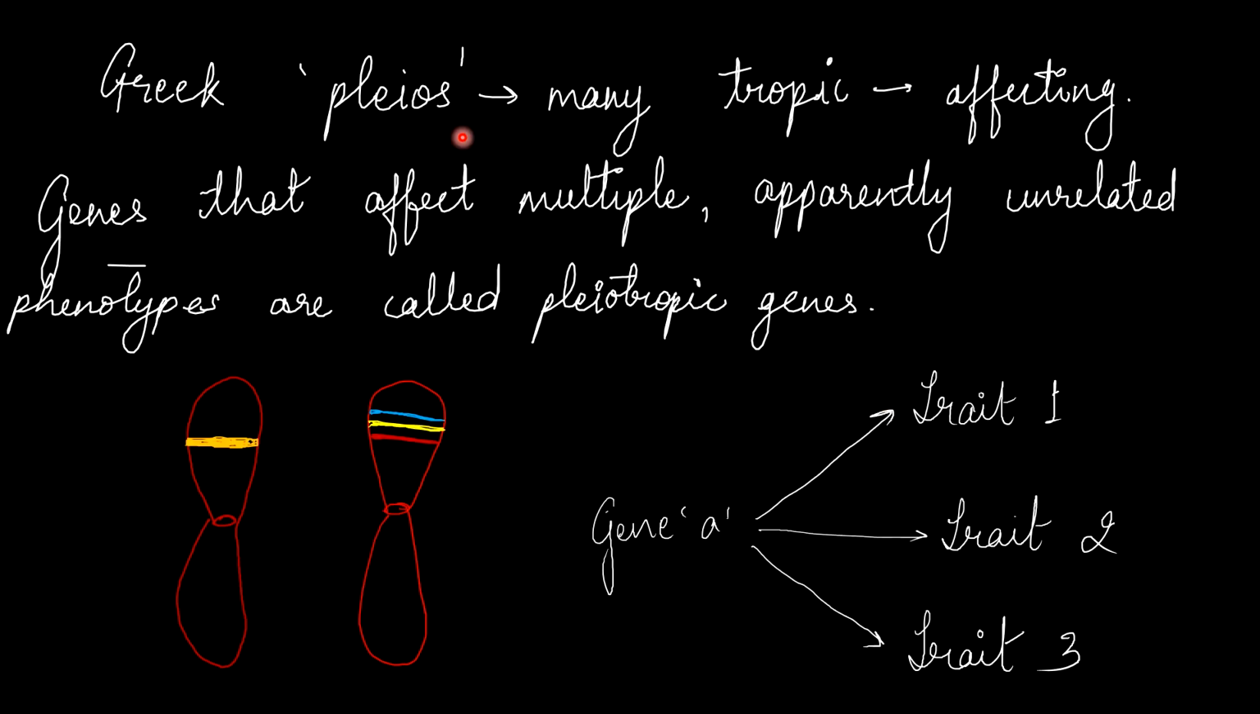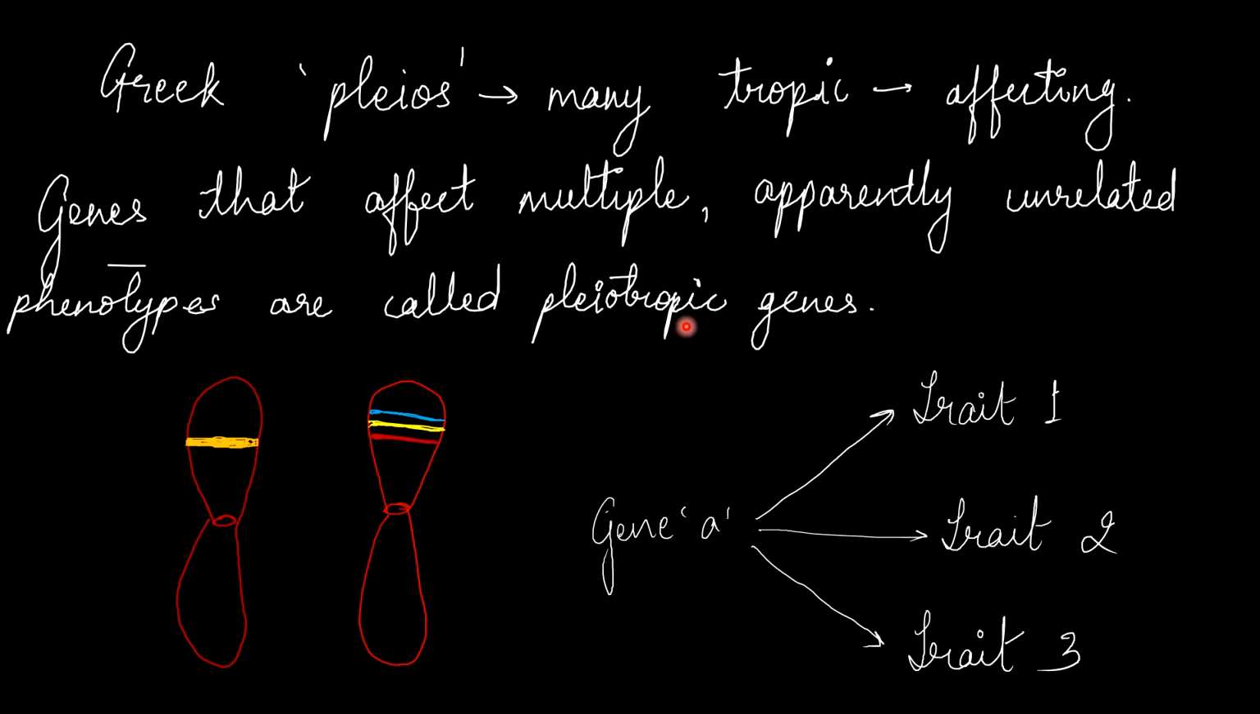The word pleiotropy is derived from a Greek word. If you split the word, it is pleo and tropy. So pleios means many and tropic means affecting. So genes that affect multiple apparently unrelated phenotypes are called pleiotropic genes. What does it mean?